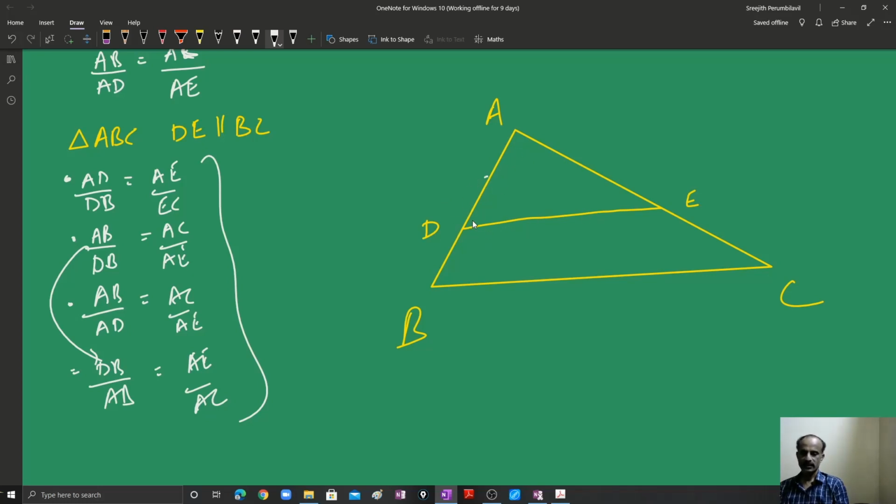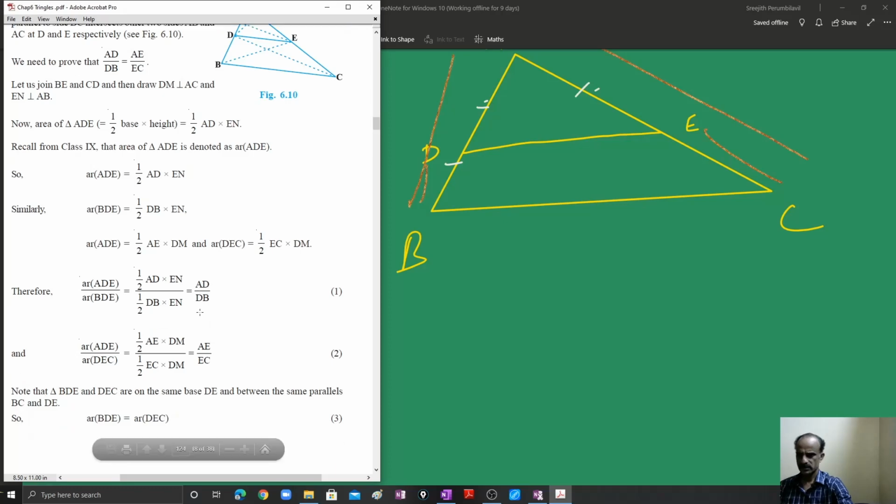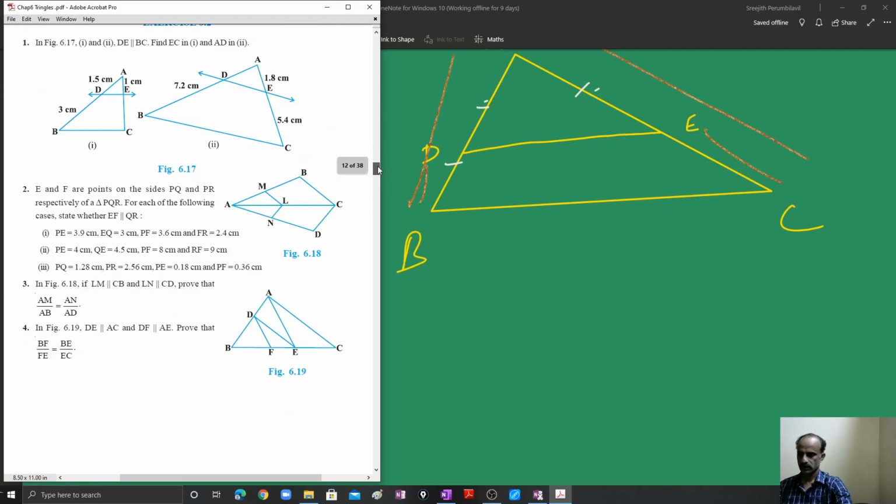BPT says if a line is drawn parallel to one side, it divides the other two sides in the same ratio. Not only this, you can take it in any form, this by this equal to this by this. Then you can say this part by the whole thing is equal to this part by the whole thing. Any way you can write it. This is also known as a corollary of BPT. Leave it. So that's the story. Now we will come to the questions. We will take one or two simple questions, then go to the converse of BPT.